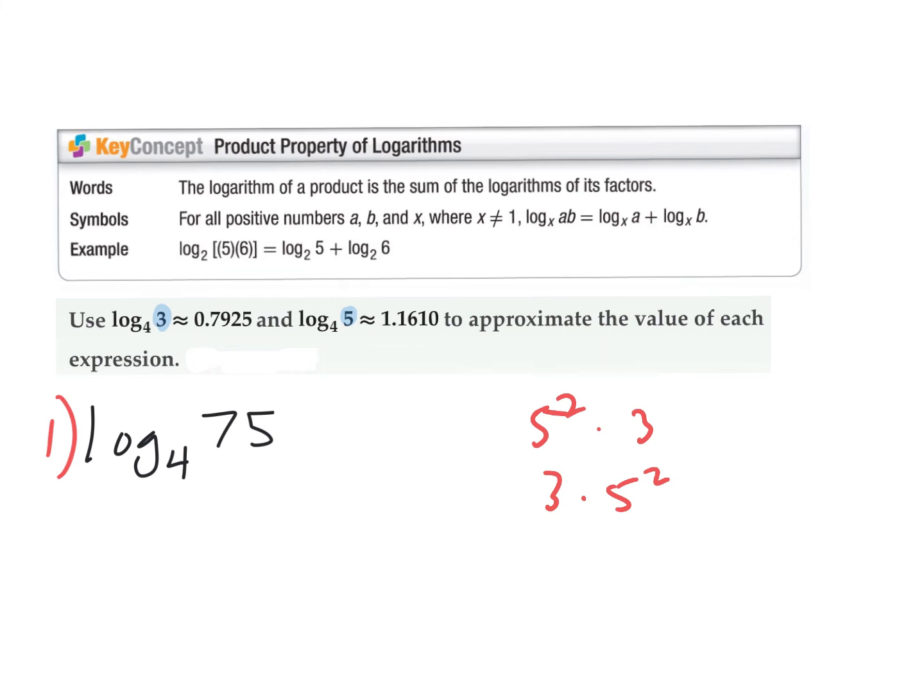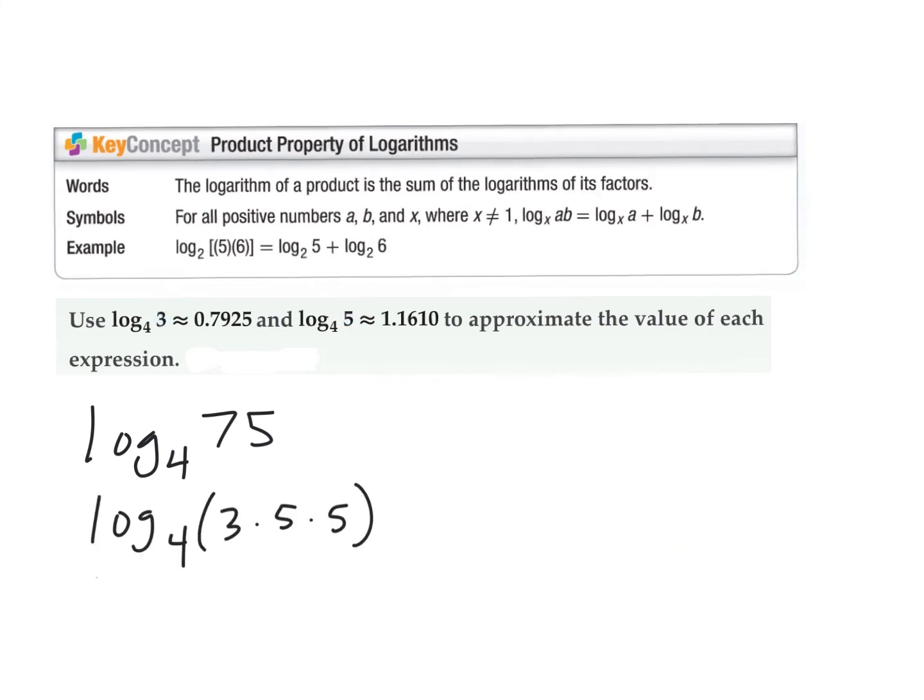I just put 3 times 5 times 5. Yeah, I just wrote it out longer. How many did that? Same thing. Okay. Any of those are fine, right? They all equal 75. I don't care which one you use. I used 3 times 5 times 5. Okay. If you use 3 times 5 squared, that's fine. I'll show you how the answer works exactly the same.